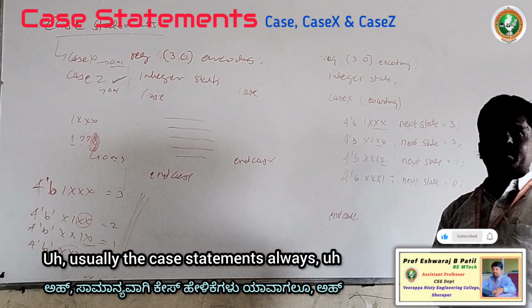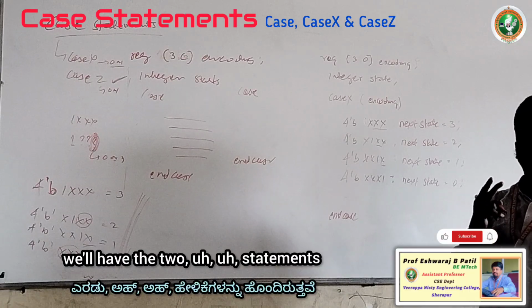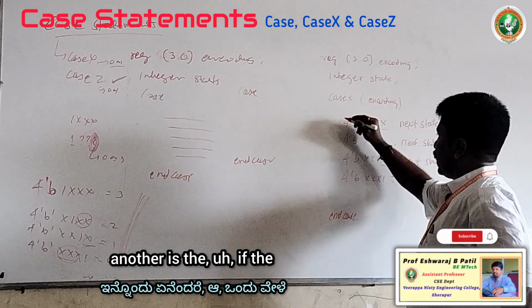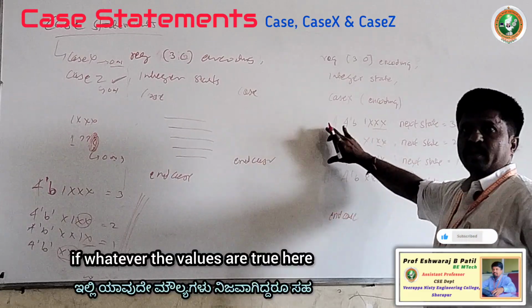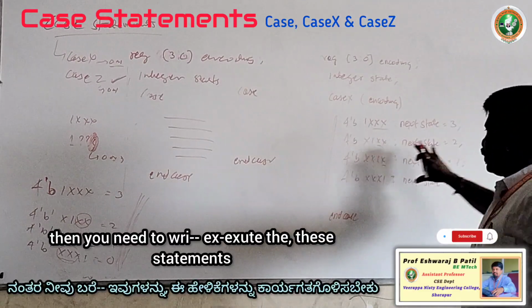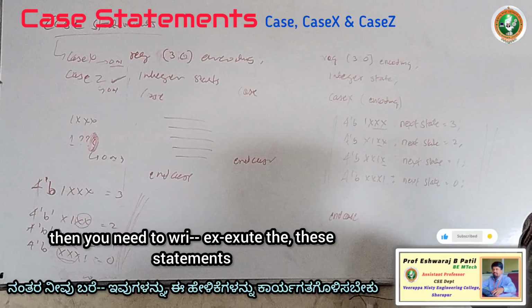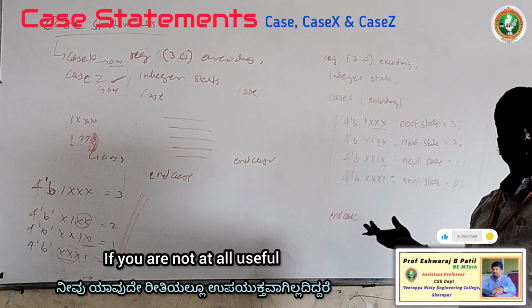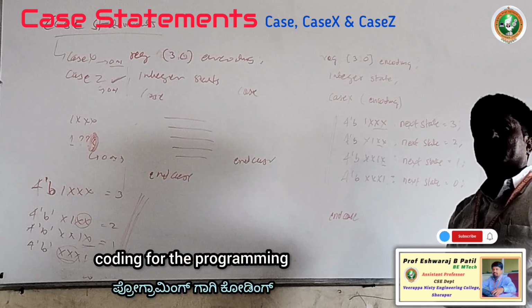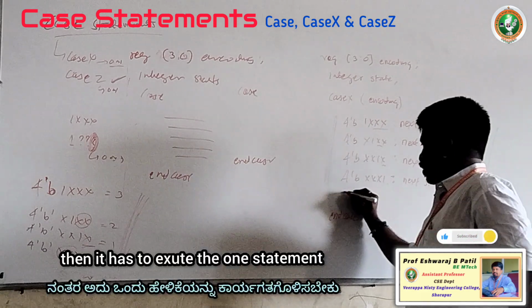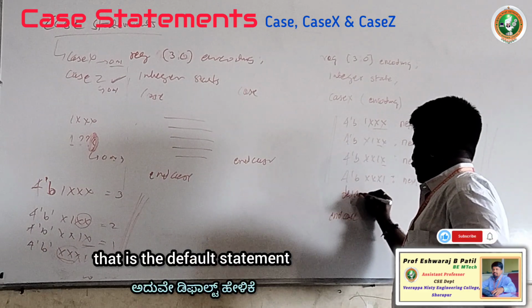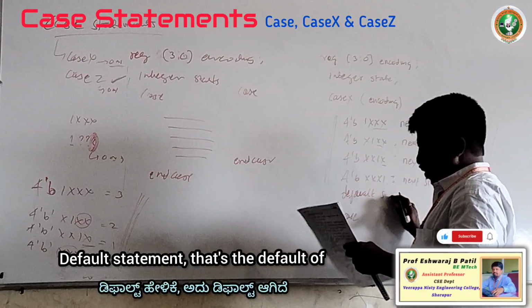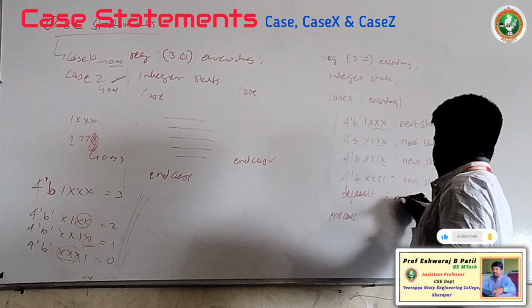Usually in case statements we always have two parts. One is the case, another is if they are all true. If whatever the values are true here, then you need to execute these statements. If it is not true, if these are not at all useful for my coding, for the programming, then it has to execute one statement, that's the default statement. Default next state would be what?